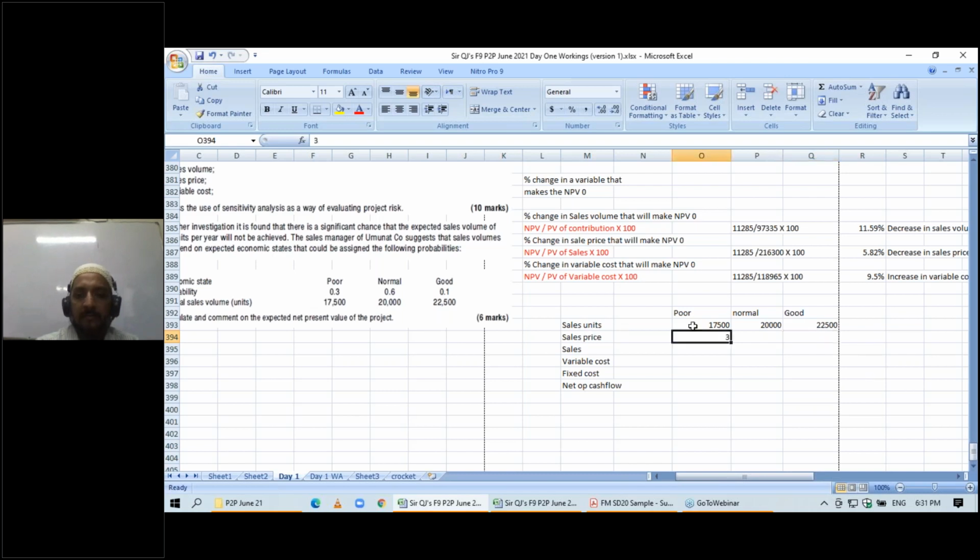So let's take contribution per unit over here. So contribution per unit is 1.35. 3 minus 1.